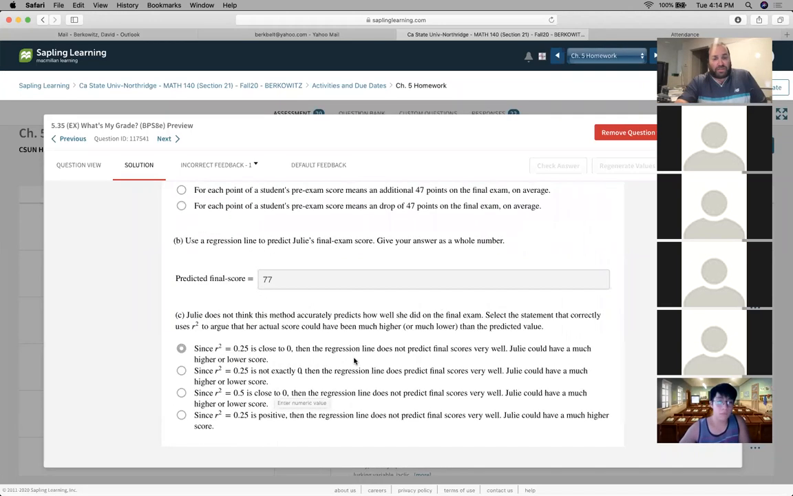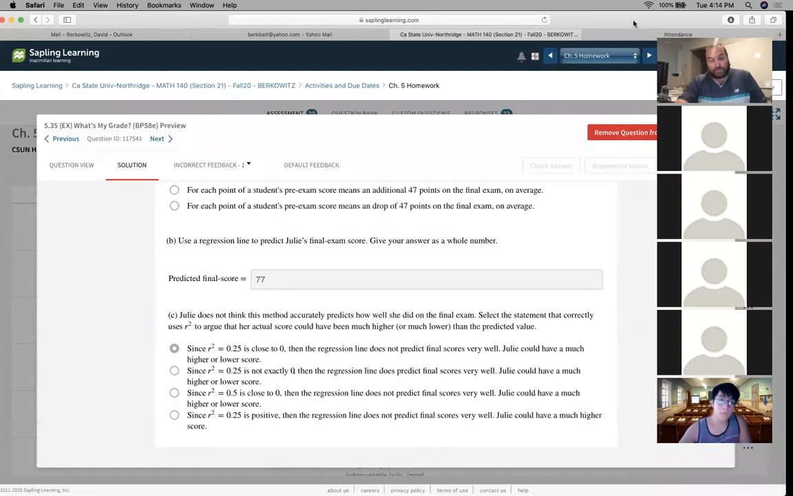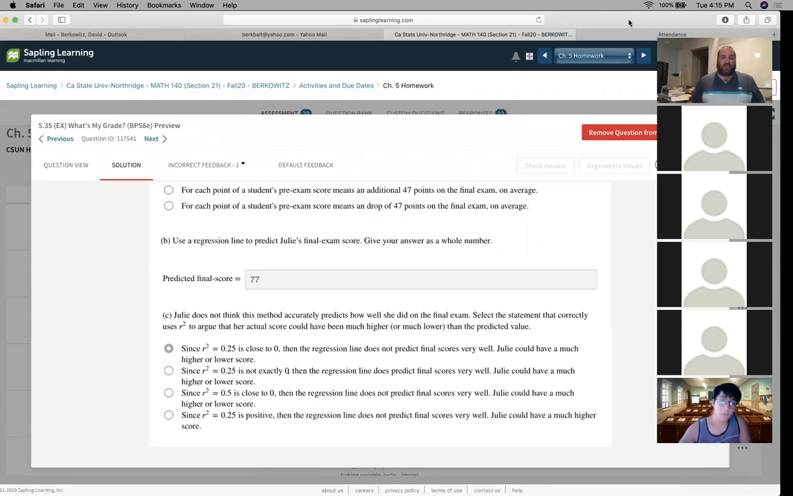Now, Julie does not think that this method accurately predicts how well she did in the final exam. Select a statement that correctly uses R squared to argue that her actual score could have been much higher or much lower than the predicted value. So if R is 0.5, then R squared is 0.25. So the third one is out.